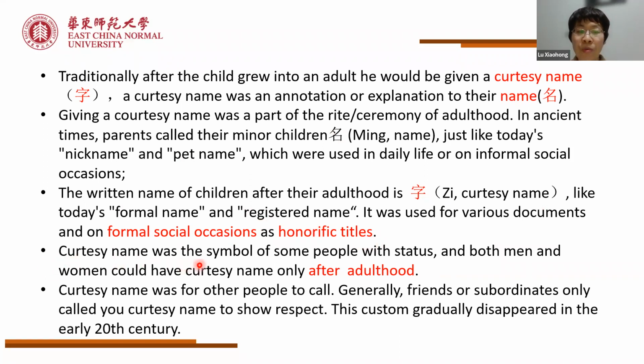So courtesy name was the symbol of some people with status. Both men and women could have their courtesy name only after adulthood. So courtesy name was for other people to use, for other people to call. So generally, friends or subordinates only call you by courtesy name to show their respect. So they don't call 名, but they call 字.